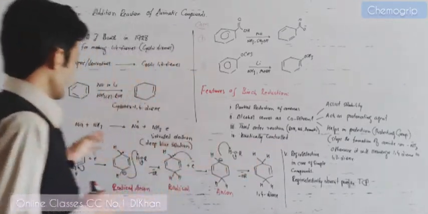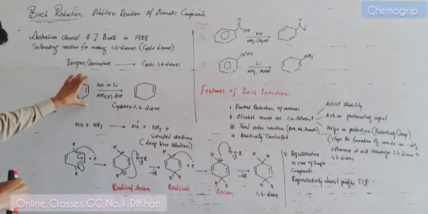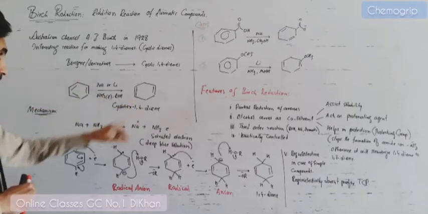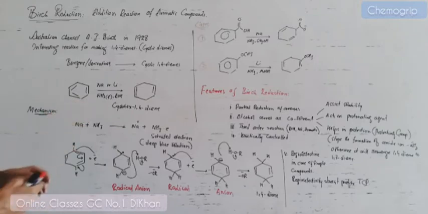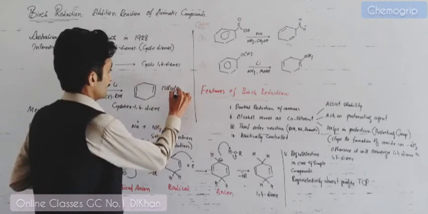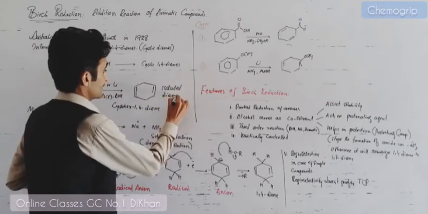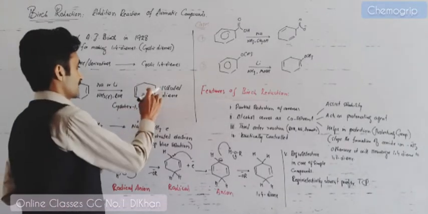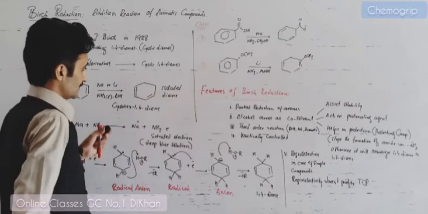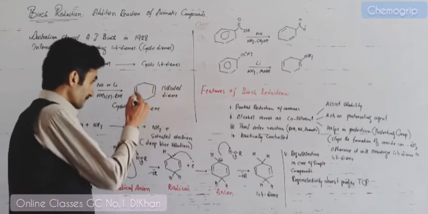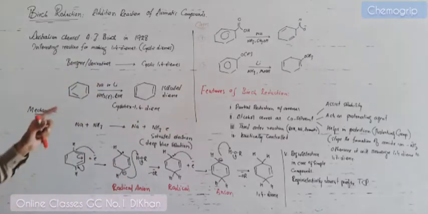Here we have shown a simple example where benzene is transformed into a 1,4-diene, or cyclohexa-1,4-diene, which is a cyclic diene, and this is an example of an isolated diene, not a conjugated diene. For example, if the double bond was here, we would call it a conjugated diene rather than an isolated diene, but actually in Birch reduction reaction we get an isolated diene. So this is a very important point to realize with respect to this reduction reaction.